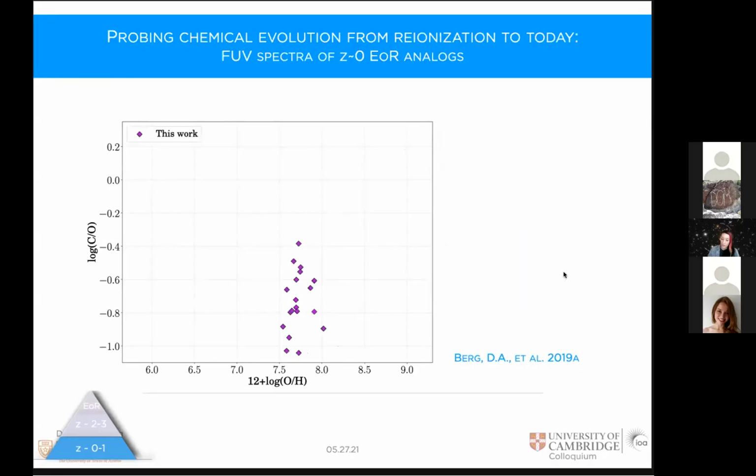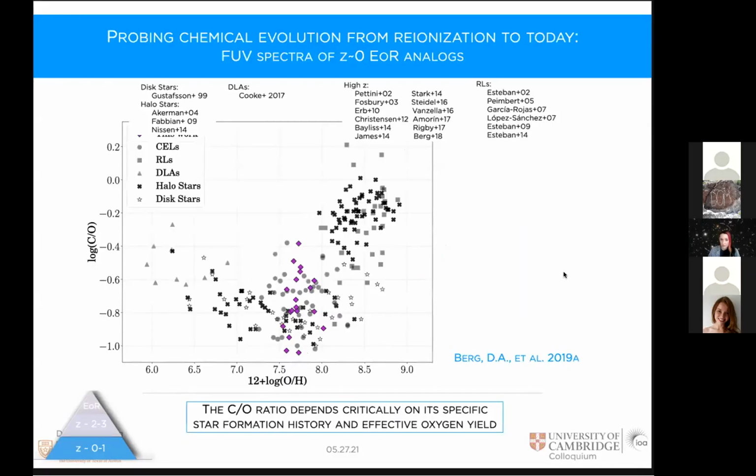So to put that in greater context, we can also compare to things like the disk and halo stars from the Milky Way. At very low metallicities, we can compare to the DLAs. And we can also utilize work that's been done at higher redshifts, as well as recombination lines from nearby galaxies, to try to piece everything we can together about C to O. And again, you still see a lot of scatter in this trend.